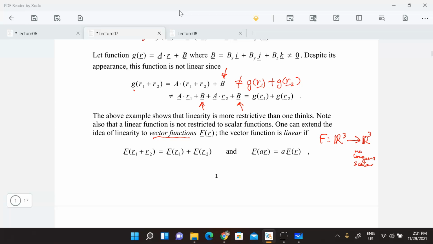In this case, this vector function is also linear, in a way that it follows the properties of the arguments. But again, as I said, every time you define these functions, whether it's a scalar valued function or a vector function, one needs to check.